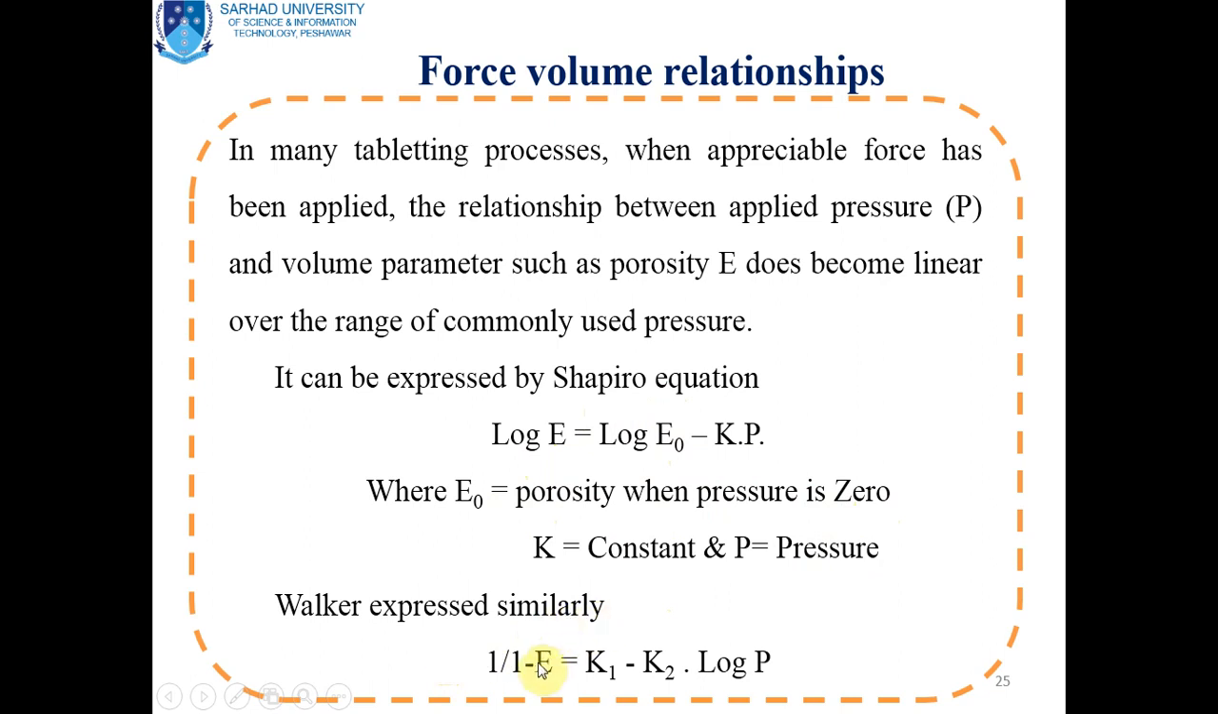Walker expressed it similarly: 1 by 1 minus E is equal to K1 minus K2 multiplied by log P. That is the Walker expression, and the earlier one is the Shapiro equation. These are for determination of the relationship between the applied force and volume. So the force-volume relationship can be expressed by these two equations, the Shapiro equation as well as the Walker expression.